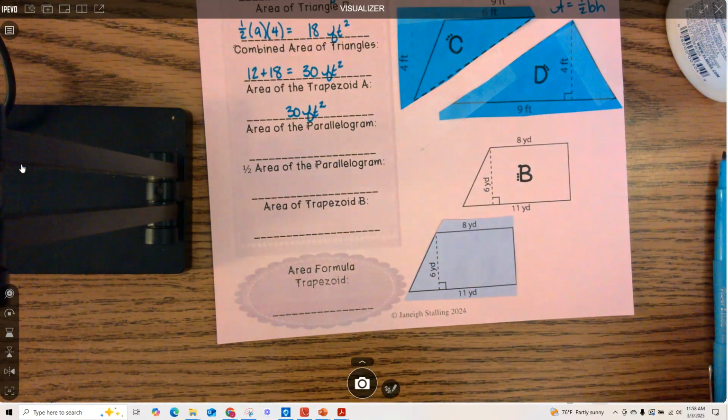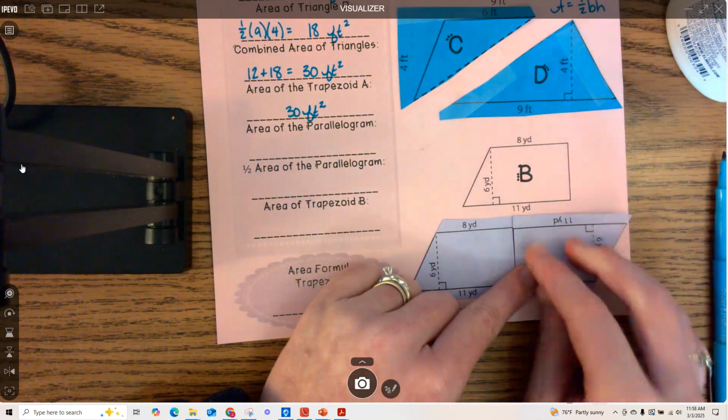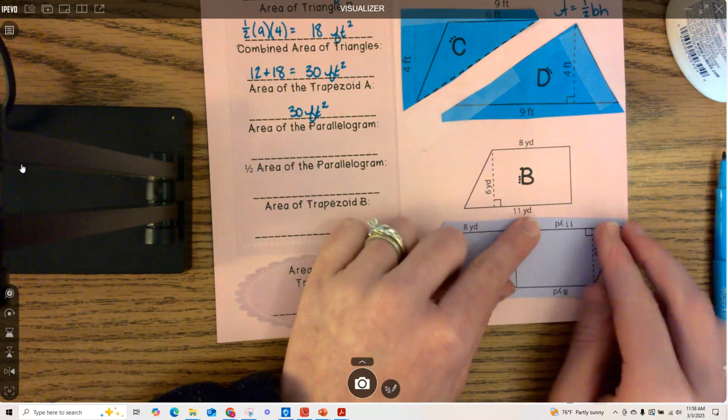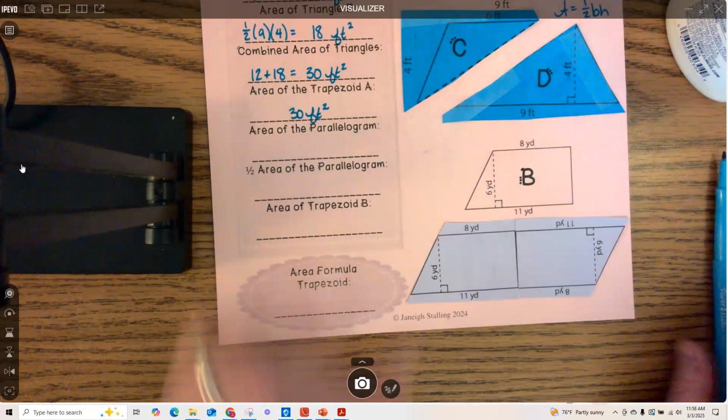If it's a parallelogram, we can rearrange it and make a rectangle. But this time we're actually trying to make a parallelogram out of it. It doesn't have to be perfect.